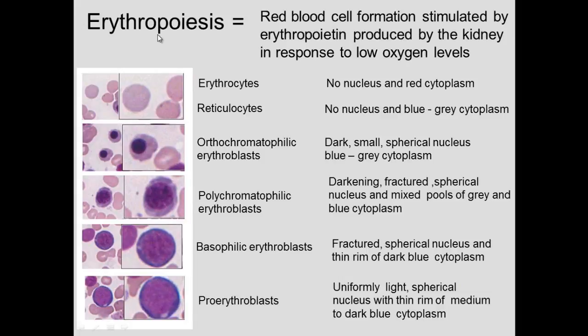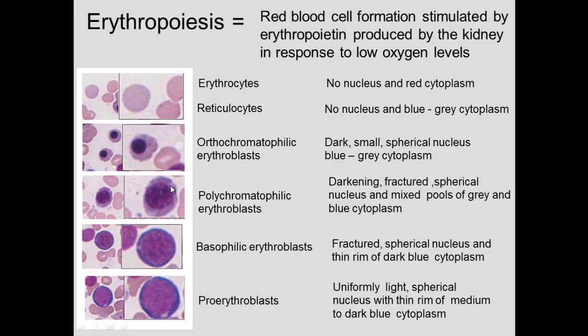So if we look at erythropoiesis, it is red blood cell formation stimulated by erythropoietin. It's stimulated by a protein that's produced in the kidney in response to low oxygen tension. So low oxygen tension will induce erythropoietin, which will cause the bone marrow to produce more red blood cells. Erythrocyte has no nucleus. Reticulocyte has no nucleus, but gray cytoplasm, a little blue tint to it, as you can see. Not red necessarily, but kind of a blue tint. And that cytoplasm is the same as the orthochromatic erythroblast. You can see it's the same, but this one has a nucleus.